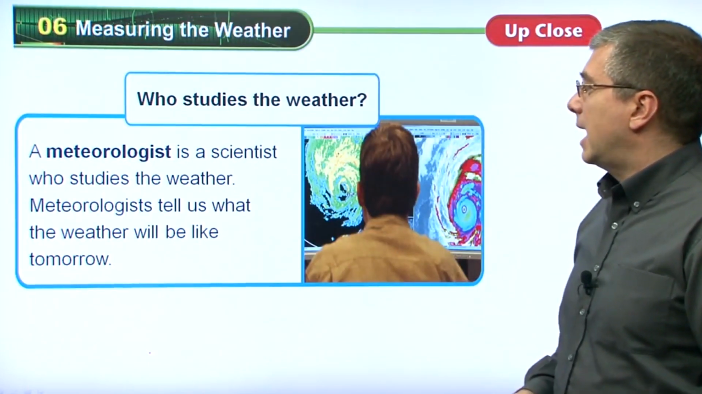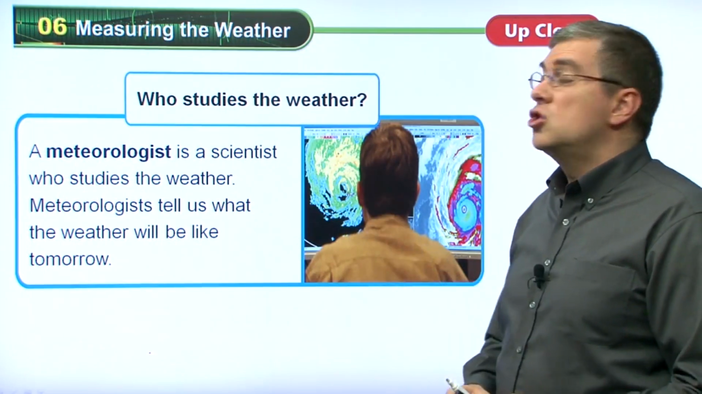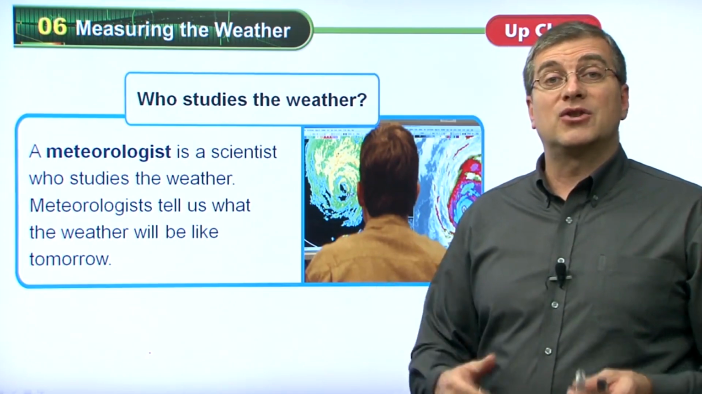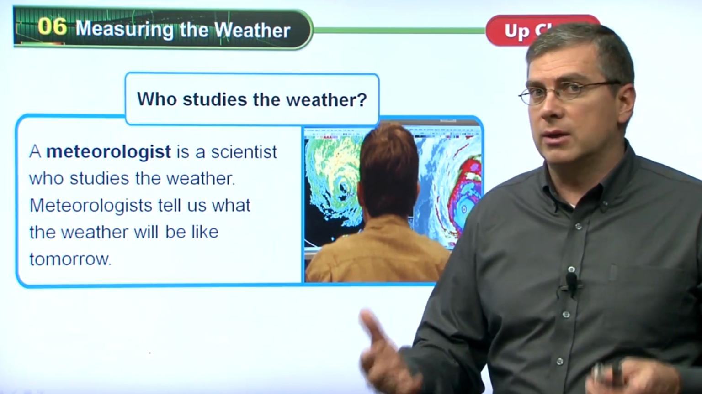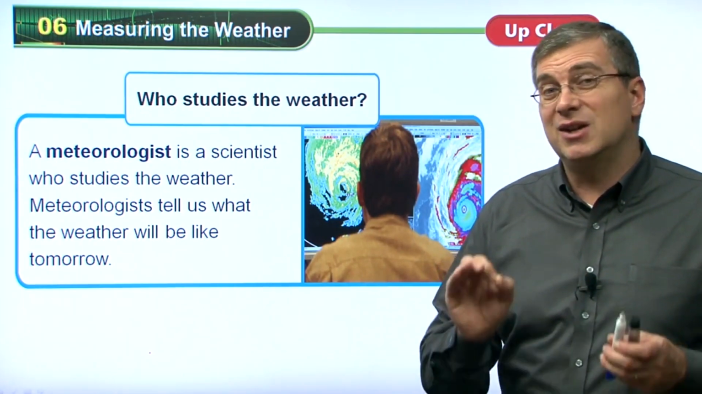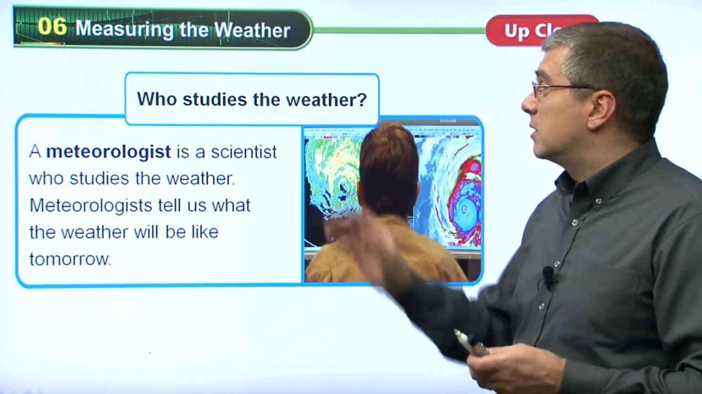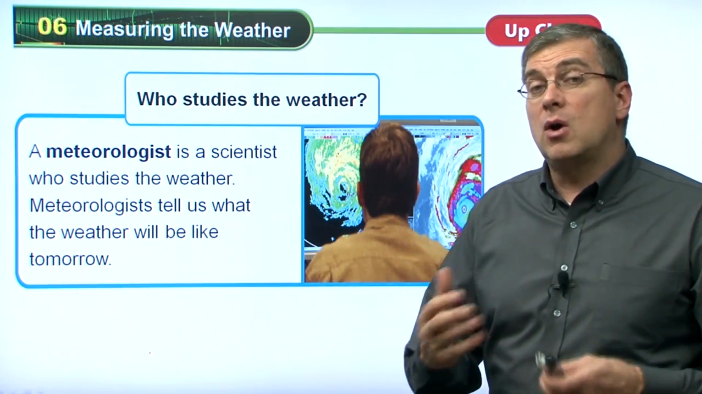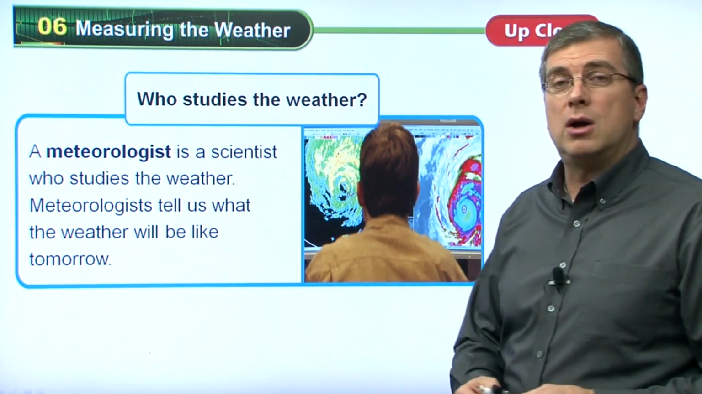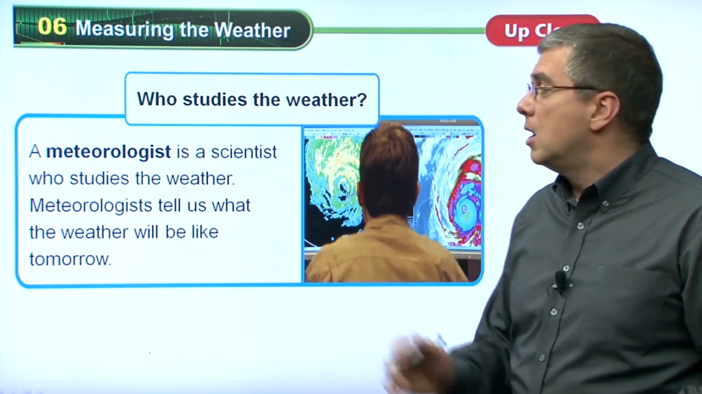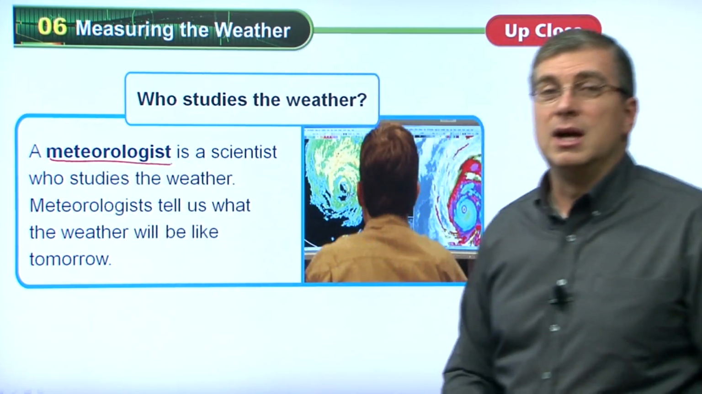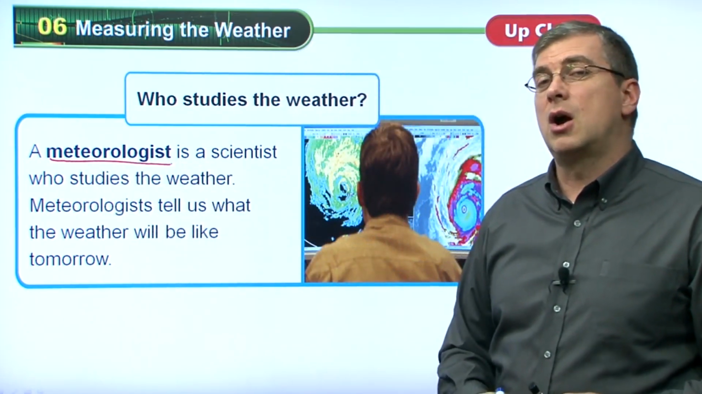Okay, let's take a look at this chart here. This chart is saying who studies the weather. So when we're talking about the weather, and especially when we're talking about measuring the weather, we can talk about a person whose job it is to study the weather. They measure the weather all the time, and they want to know what the weather is doing. What do we call those people? We call them a meteorologist. That's a little bit of a long word, isn't it? It's a little hard to pronounce.